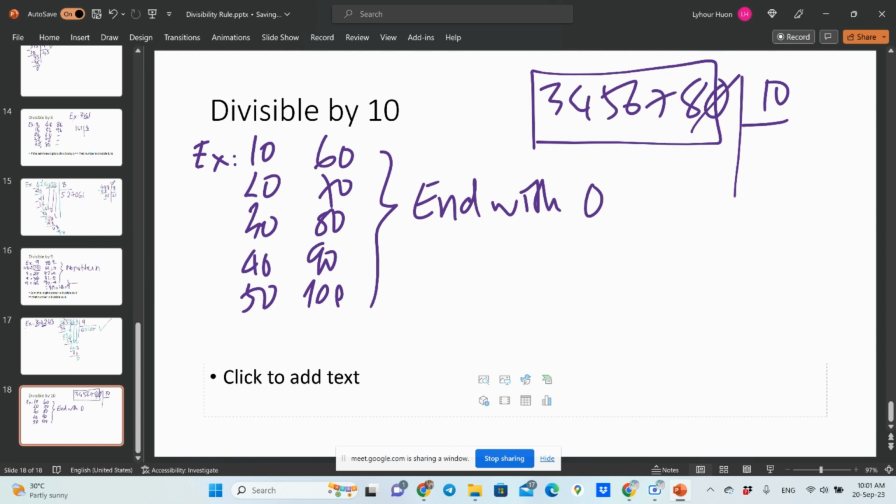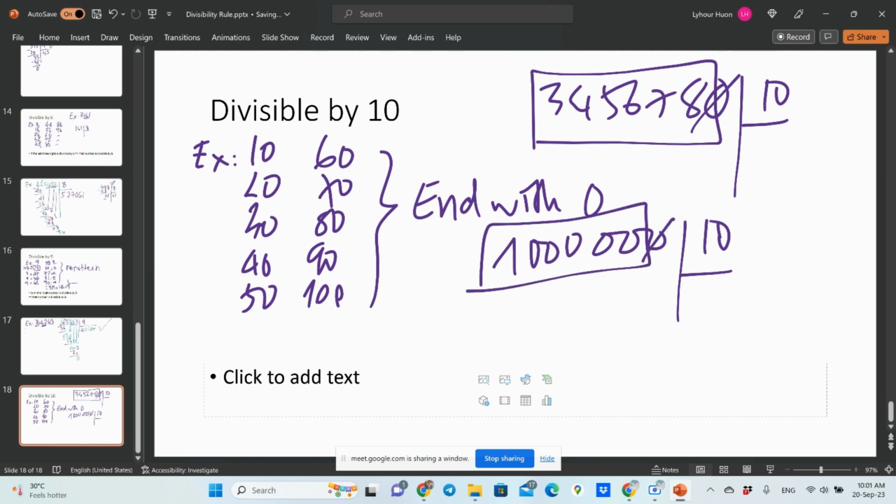Or if it's 1 million divided by 10, what is the result? They all end with zero. If we divide by 10, we just cut one zero. The result is 100,000. So when dividing by 10, just cut one zero. That is divisibility by 10.